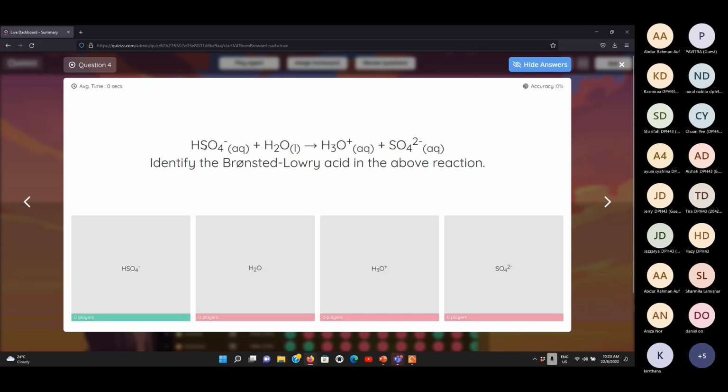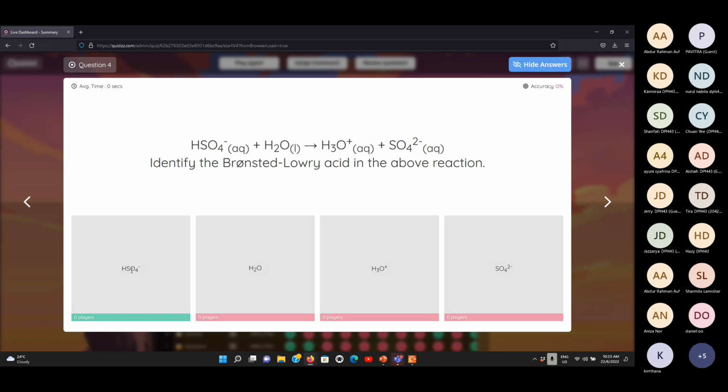So HSO4 minus pada asalnya ada 1 hydrogen, tapi in the end there's no more hydrogen. So that means dia donate dia punya hydrogen. So that makes HSO4 minus adalah the Bronsted-Lowry acid. So that's why the answer adalah HSO4 minus.